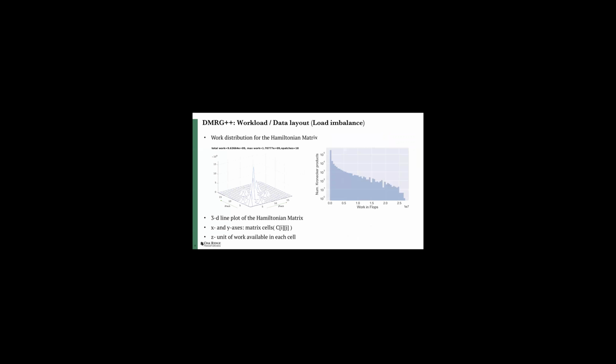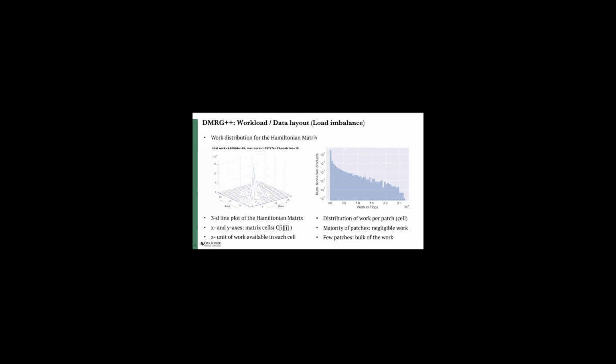Okay, a couple of things we're looking at here is the load imbalance. In the diagram on your left, your X and Y axes are the Cij matrix cells, and your Z axis is the work, flops for us at this point. You see the highest peak is in the center, and the peak dies down as you move away from the principal diagonal. That shows what we were saying two slides back with respect to the work.